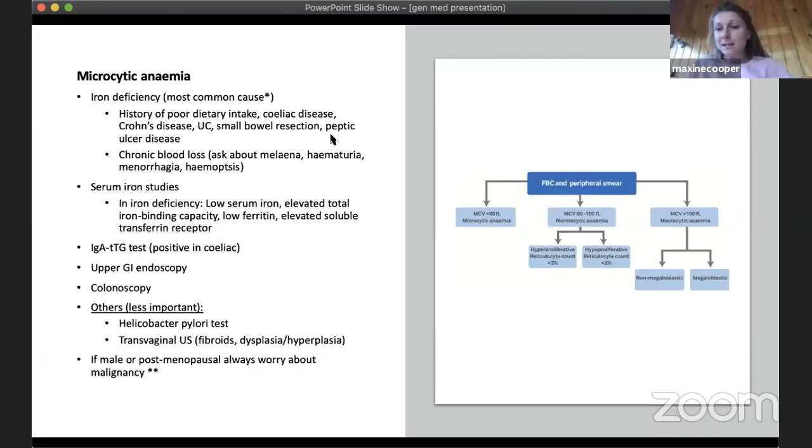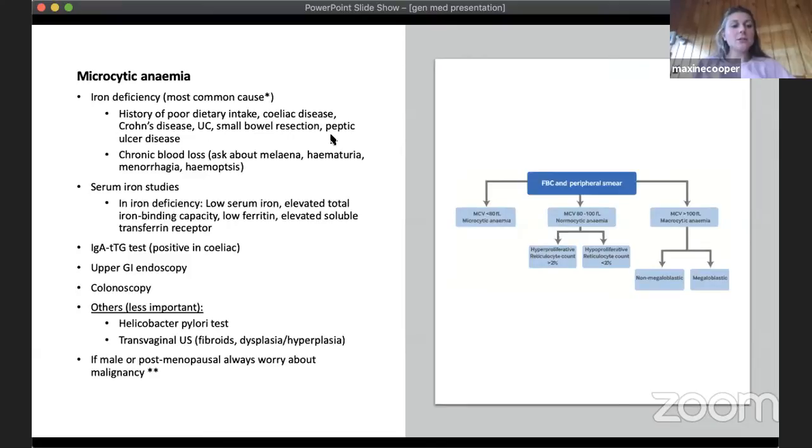Or it could also be that they have celiac disease, Crohn's disease, ulcerative colitis. They've had some resection of their bowel or something that has meant that they can't actually digest iron or absorb it well. Importantly, always do serum iron studies. So I've mentioned there that if it's iron deficient, you'd expect them to have a low serum iron, a low ferritin, but an elevated total iron binding capacity, which I'm sure you've learned about before.